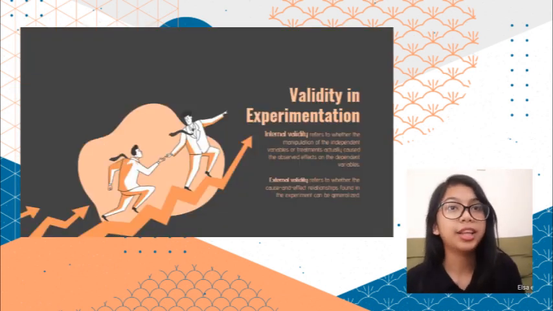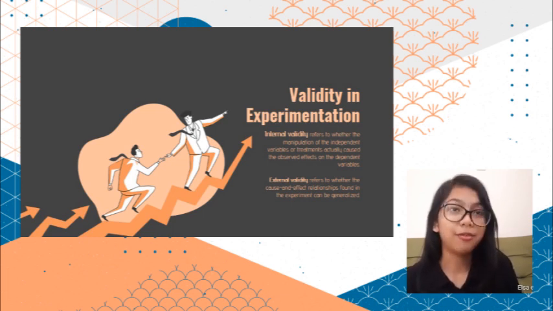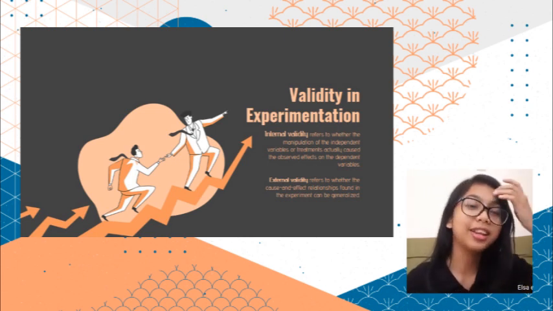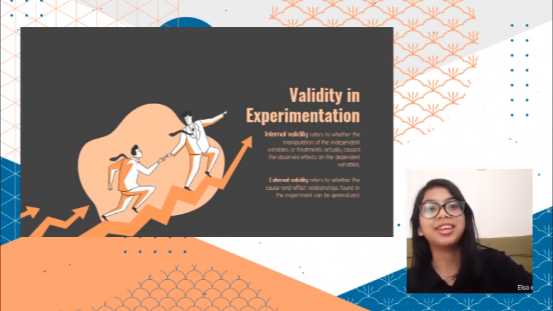Validity in experimentation. Internal validity refers to whether the manipulation of the independent variable or treatment actually causes the observed effect on the dependent variable. External validity refers to whether the cause and effect relationship found in the experiment can be generalized.